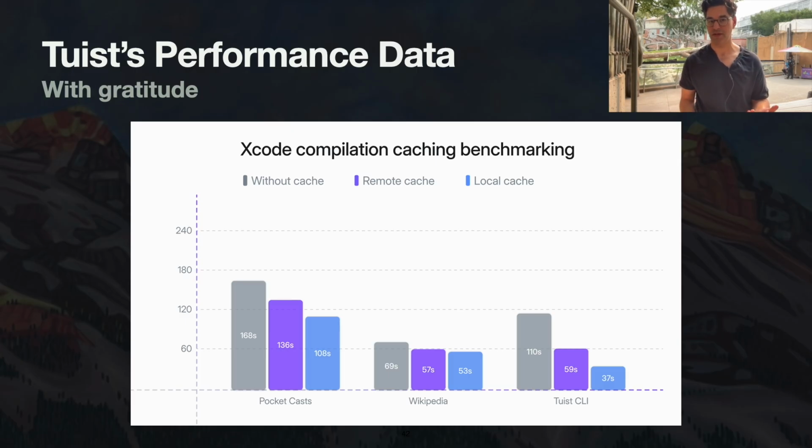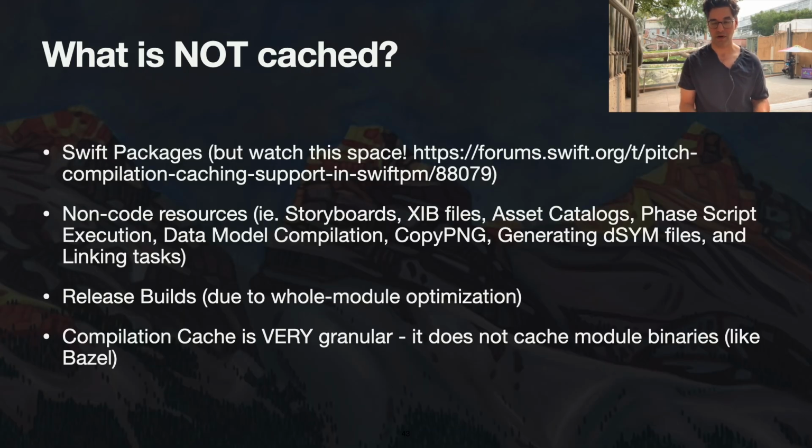Now it's interesting to look at this performance data because you can see that depending on which app it is, you might get a lot of speed up and maybe not so much. We should probably ask, what's going on here? Why is that? Well, there are some limitations about Xcode's compilation cache that we need to be aware of. What's not cached? The big one is Swift packages. Swift packages are not part of the compilation cache.